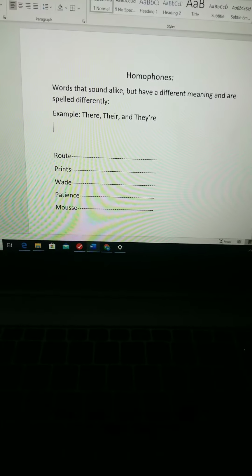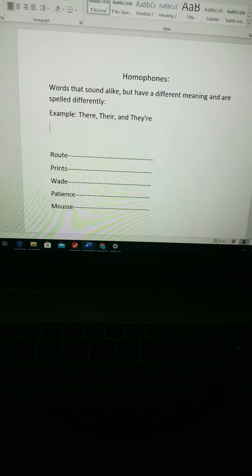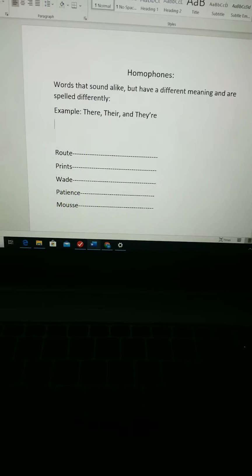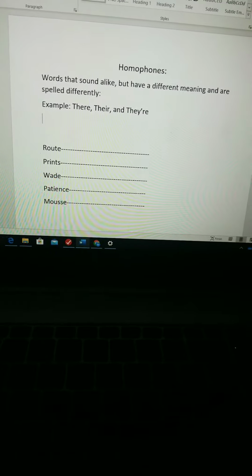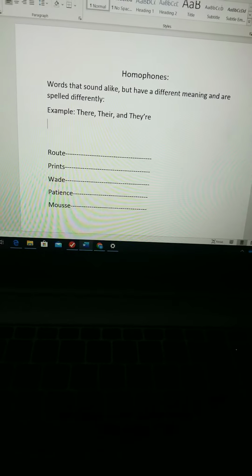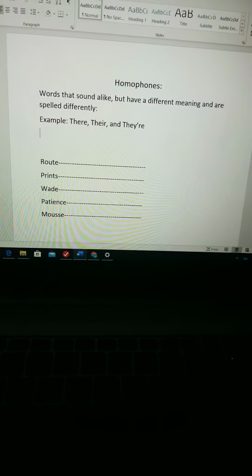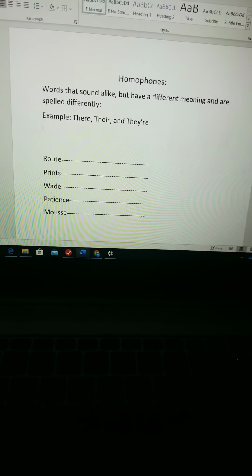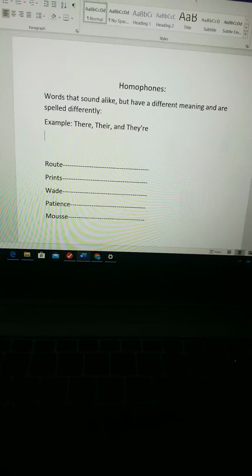The fourth one is patience. You have a lot of patience if somebody's bothering you, but you're still staying calm and you're helping them out. That takes patience. And number 5 is mousse. That's a kind of dessert. Mousse. So find the homophone and match it to the 5 words I provided.